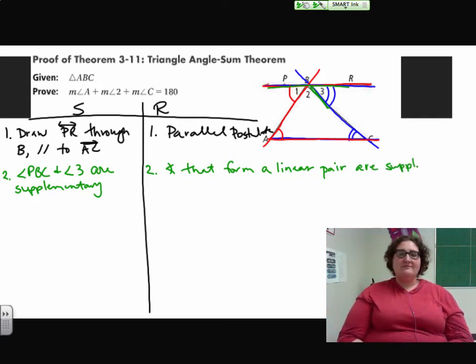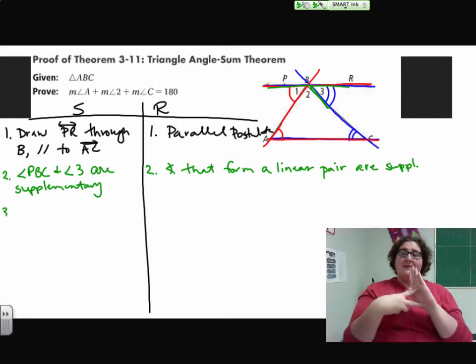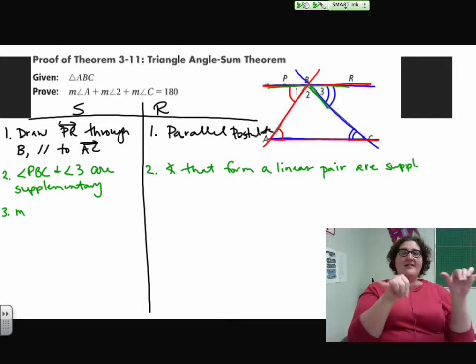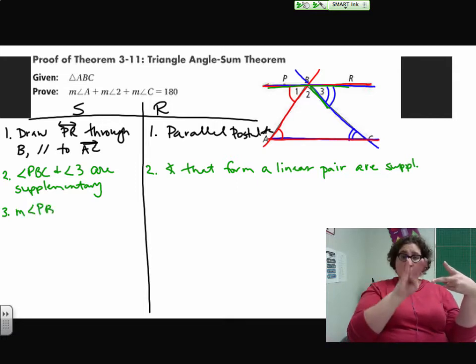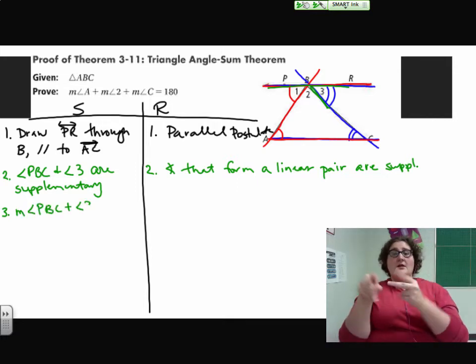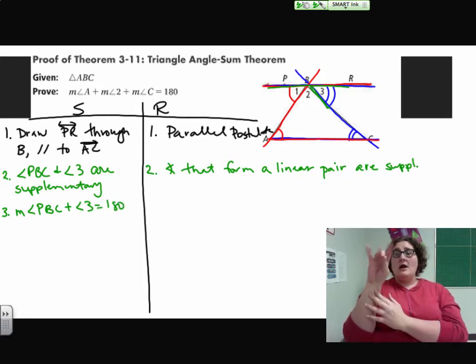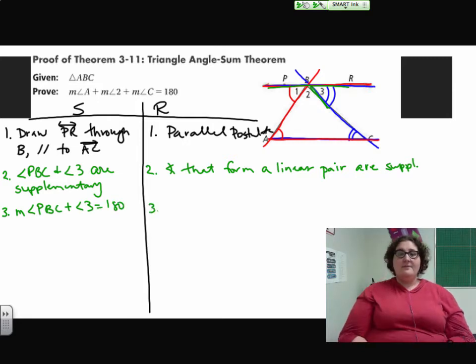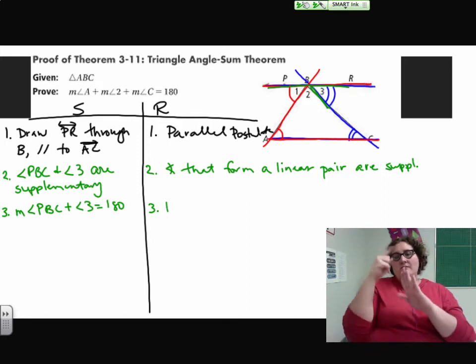Okay, so if they're supplementary, that means that, to start my equation, the measure of angle PBC plus angle 3 equals 180. And that's the definition of supplementary angles.